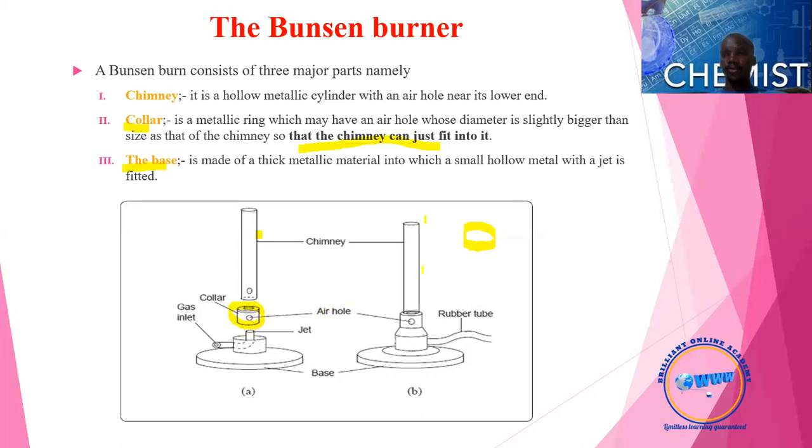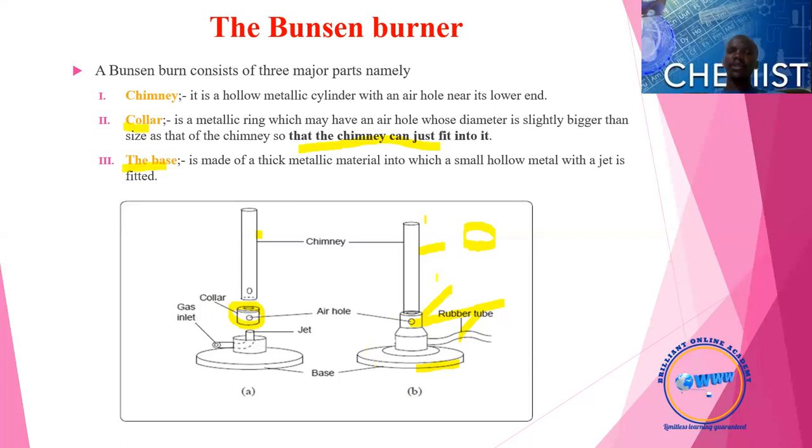When you are told to draw, you draw the Bunsen burner. You can draw even this one here. You draw this. This is the chimney. Then this is the collar. That is the collar. Then we have the air hole, which is at the collar there. Then we have the base, and we have the rubber tubing. This rubber tubing is what connects the laboratory gas with the Bunsen burner. You should be able to know that, very good.